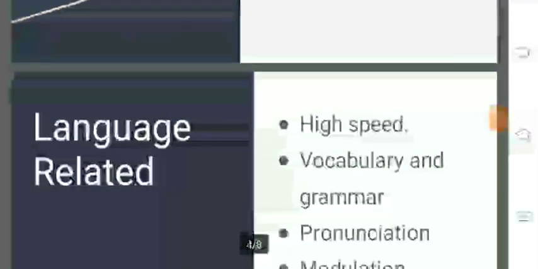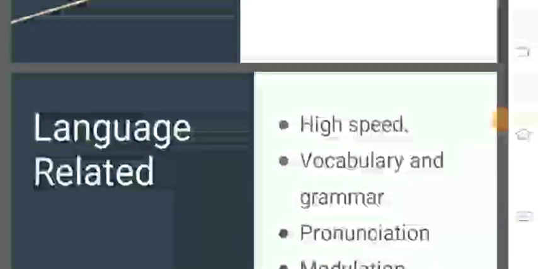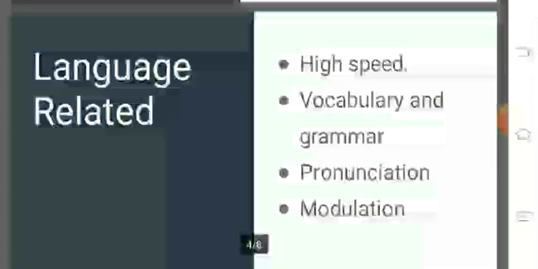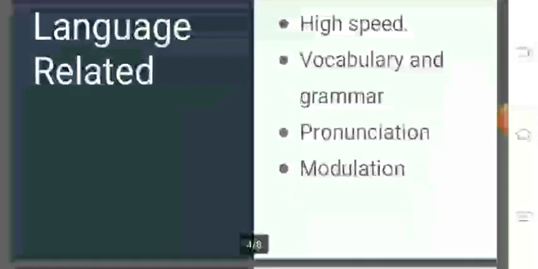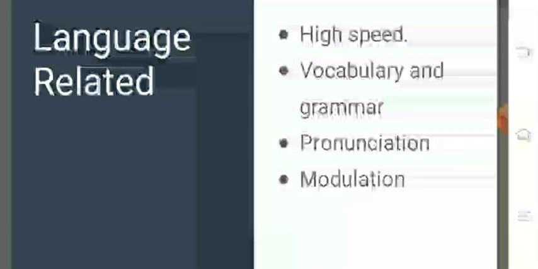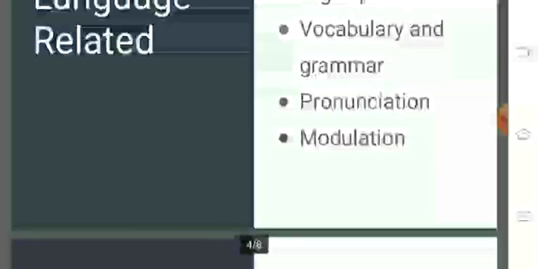The second one is language related barriers, which is also related to the teacher. The teacher should maintain the speed while taking the class. If the teacher takes the class in a balanced way, the students can follow the teacher. And the teacher should have domain knowledge about the vocabulary and the grammar, and good pronunciation skill. And the teacher should modulate her or his voice according to the situation. If the teacher modulates the voice, the students can easily and interestingly catch the material being imparted by the teacher.